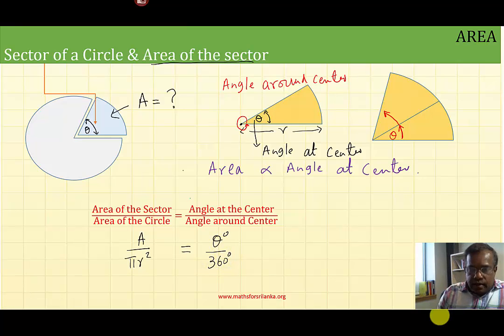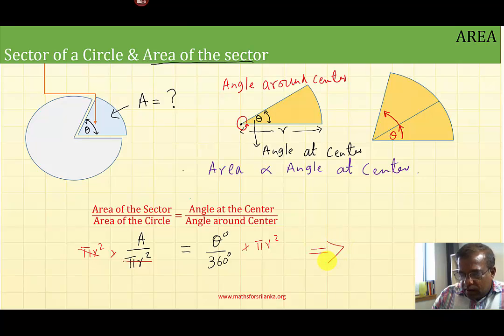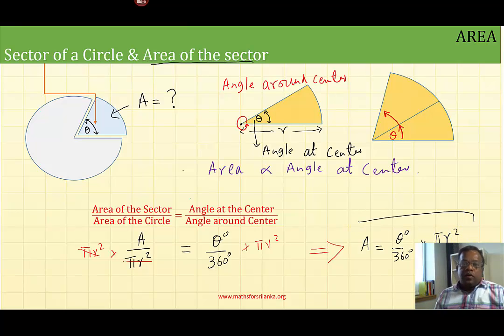Now since we want to find A, let's multiply both sides by πr². Now clearly that gives us the area A is theta over 360 times the area of a circle, πr². So this is the formula for the area of a sector. So we can use that to find the area of a sector and also solve related problems.